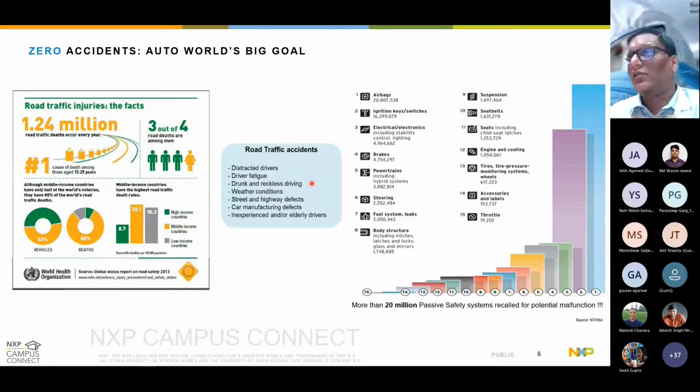Apart from that, the other drive in the automotive industry is that as the electric vehicle revolution is coming, more and more electronics is getting into the car.